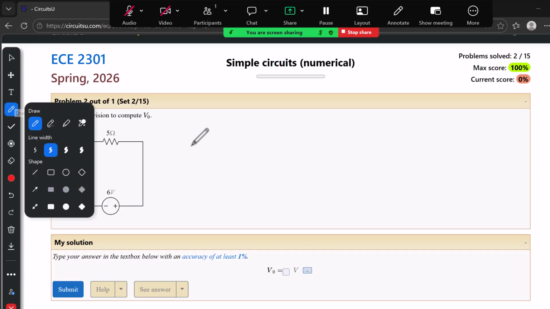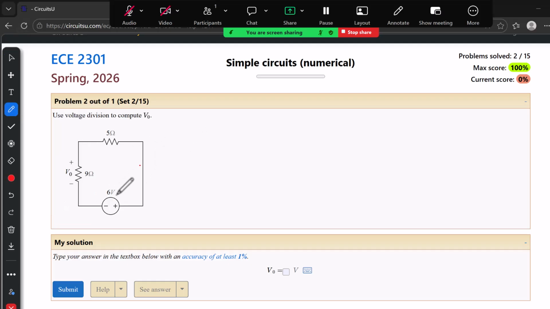So in this case, remember from the passive sign convention, this is minus, this is plus, so the current here now flows counterclockwise. And we want to take the voltage from the 9 ohm resistor. And notice here that for the voltage output, the terminals are plus and minus. So the problem asks us, based on this polarity, to get the result.